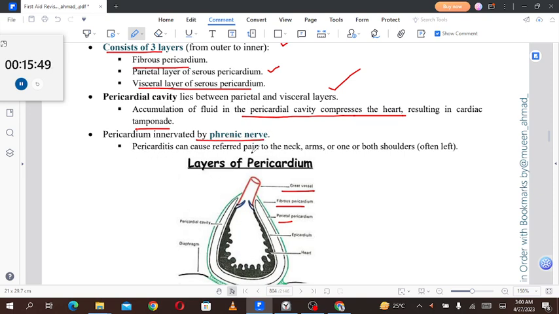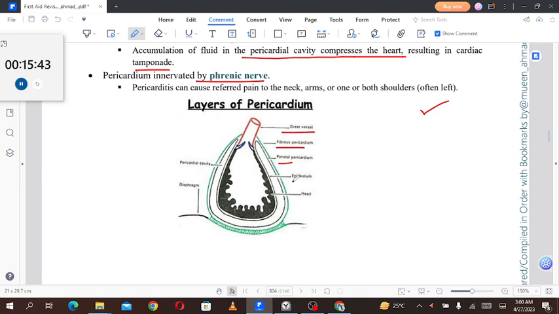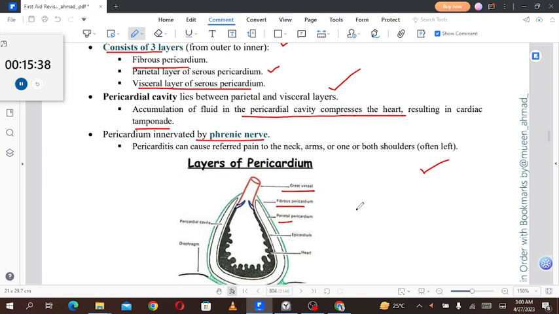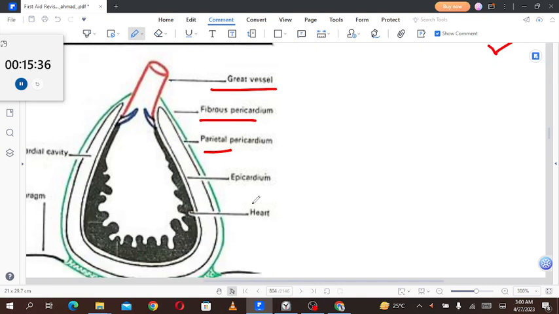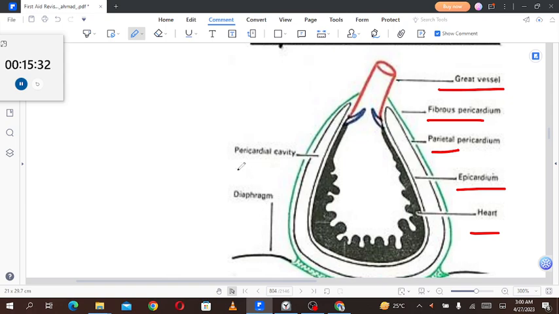Pericarditis can cause referred pain to the neck, arms, and one or both of the shoulders. Open left side. Here you can see the pericardial... I guess the visceral pericardium is also called the epicardium. This is the heart inside, and then over here you can see the pericardial cavity and the diaphragm.